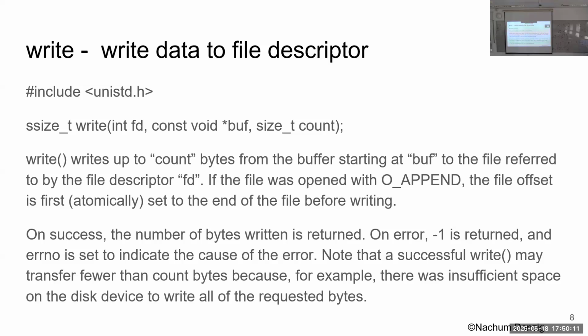If the file was opened with append, the file offset is first automatically set to the end of the file before writing, just like append should. You want to append to the end of the file. On success, the number of bytes written is returned. So in other words, this size_t, this integer here, could be less than count, as I explained, because it could be that there's no space. Note that a successful write may transfer fewer than count bytes because, for example, there was insufficient space on the disk device to write all the requested bytes.